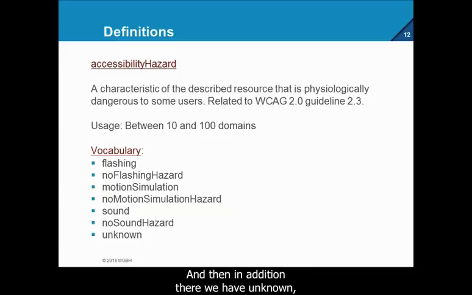And then in addition there we have unknown, because if you have a resource that's at the beginning of its evaluation process, for example, and you haven't checked yet to see whether there are any hazards, you might still need to be able to put metadata on it. So that's what unknown is for.